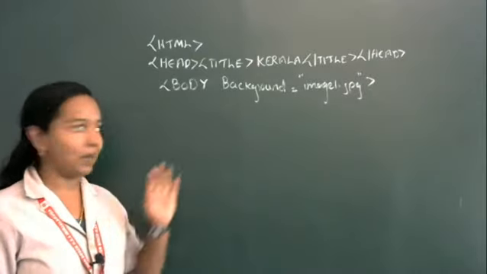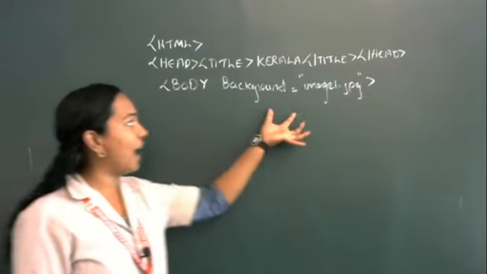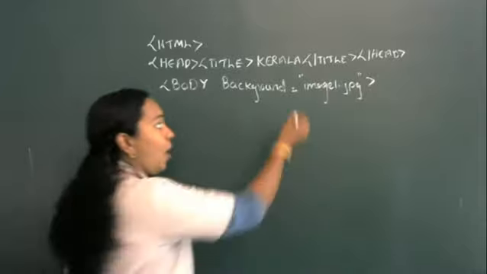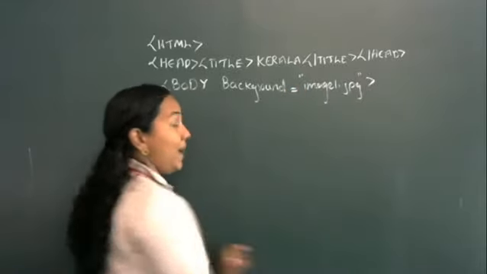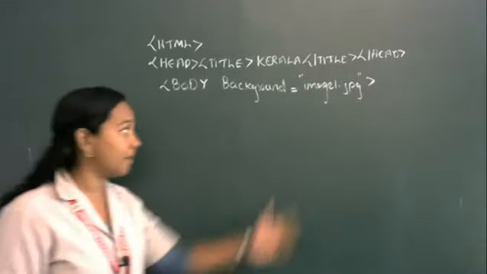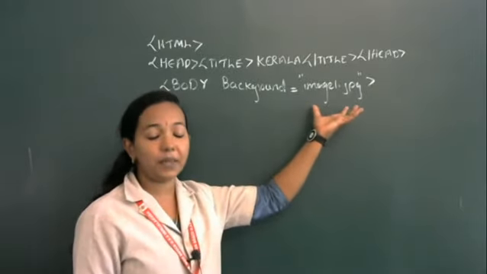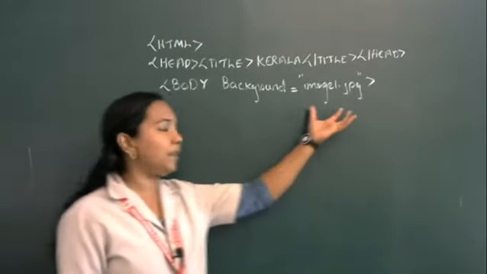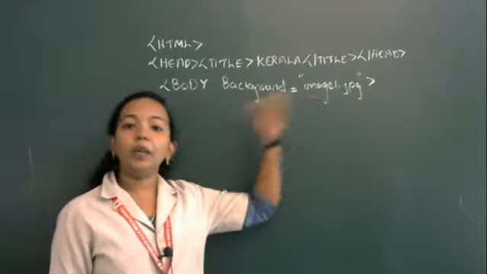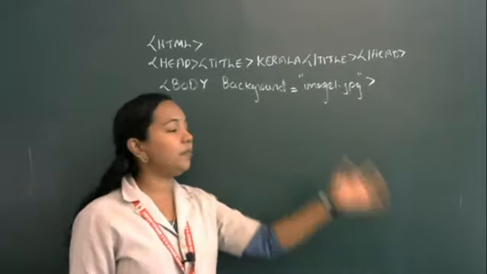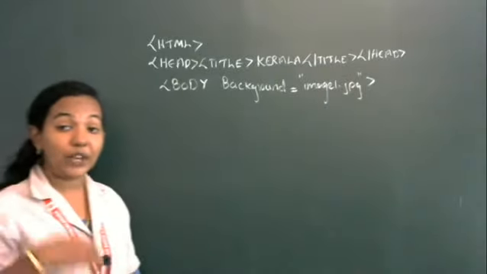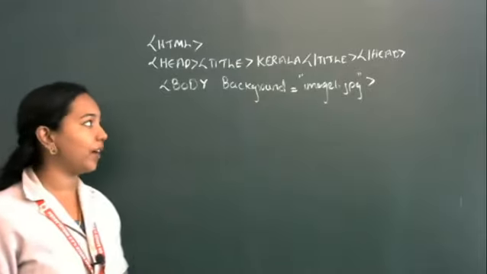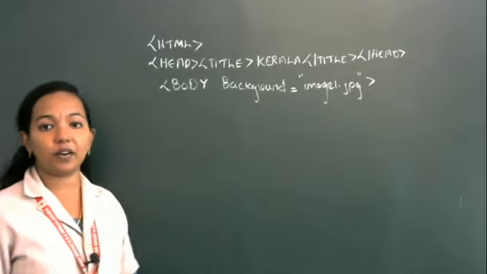Extension is a must. So I write body background equal to image1.jpg. Let us assume this is a scenery that is available in your computer. So we can write image1.jpg. Then when we execute that HTML program, instead of a white background, which picture will come?